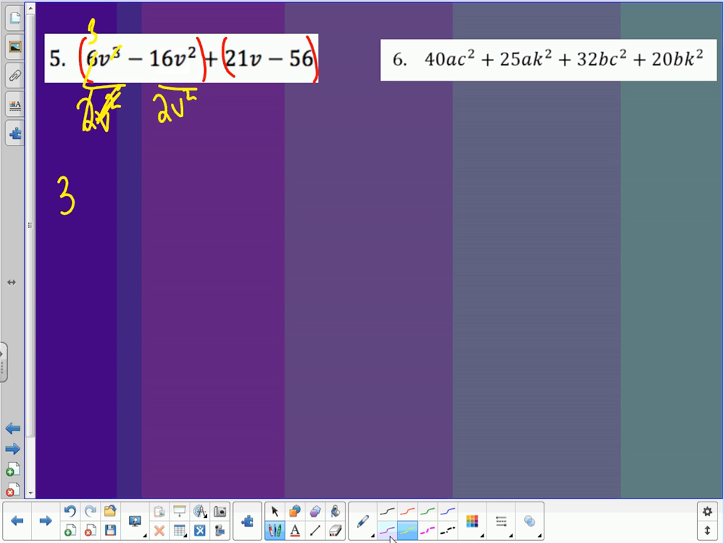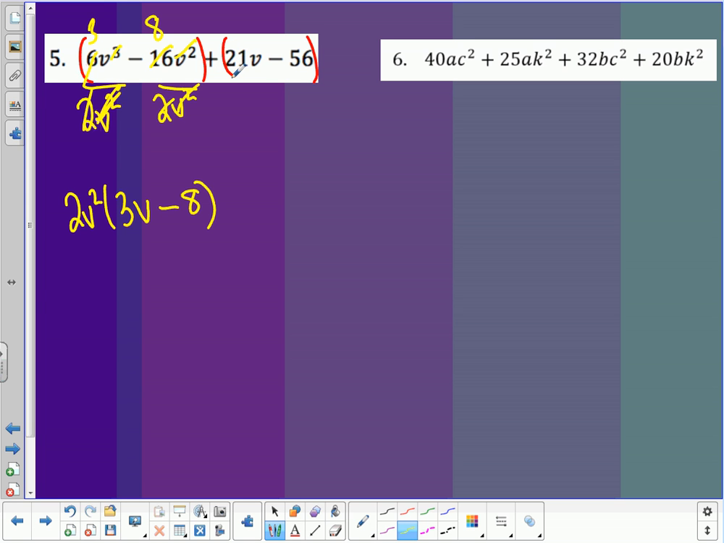Oh, sorry, I didn't write my GCF out front. That was silly. Let's try that again. So I have 2v squared as the GCF. That leaves me with 3v. Second term, 16 divided by 2 is 8. V squared over v squared goes away. So minus 8 there.